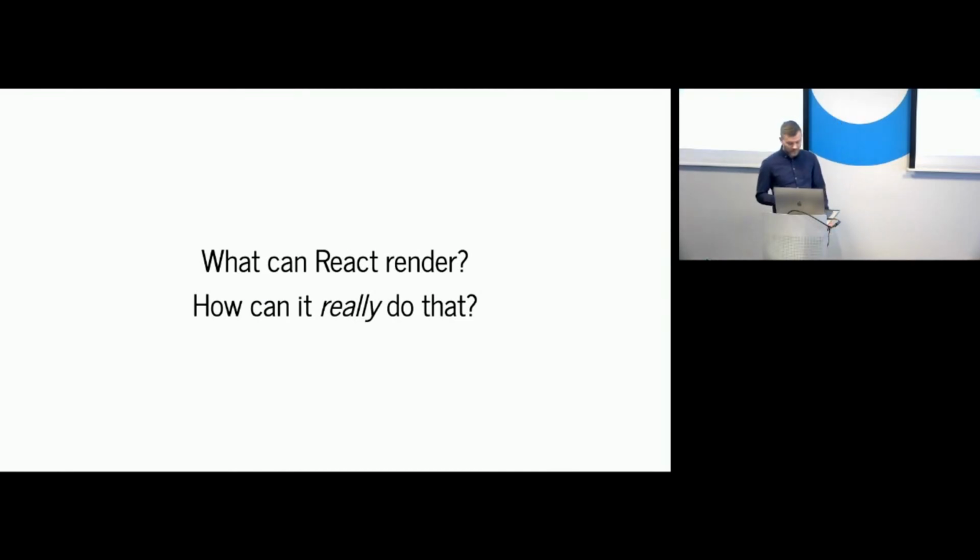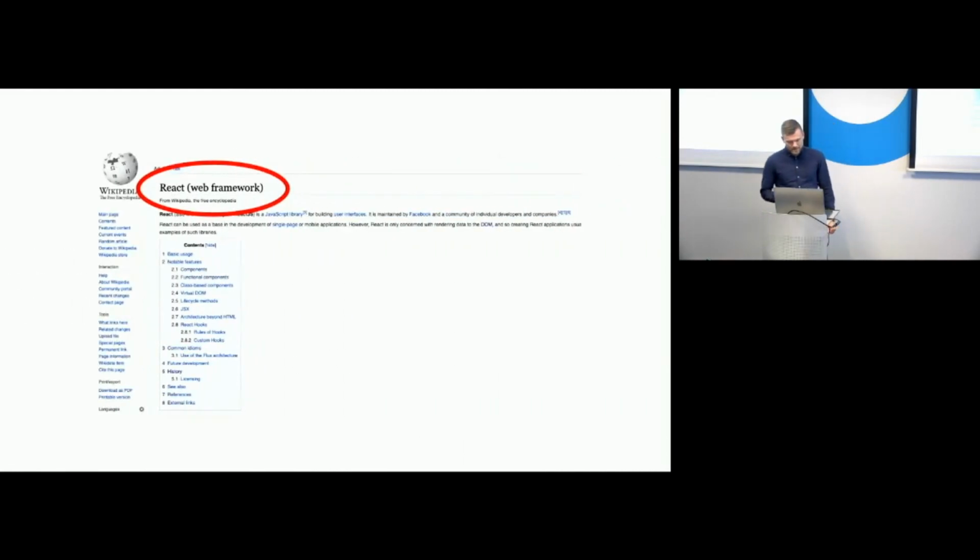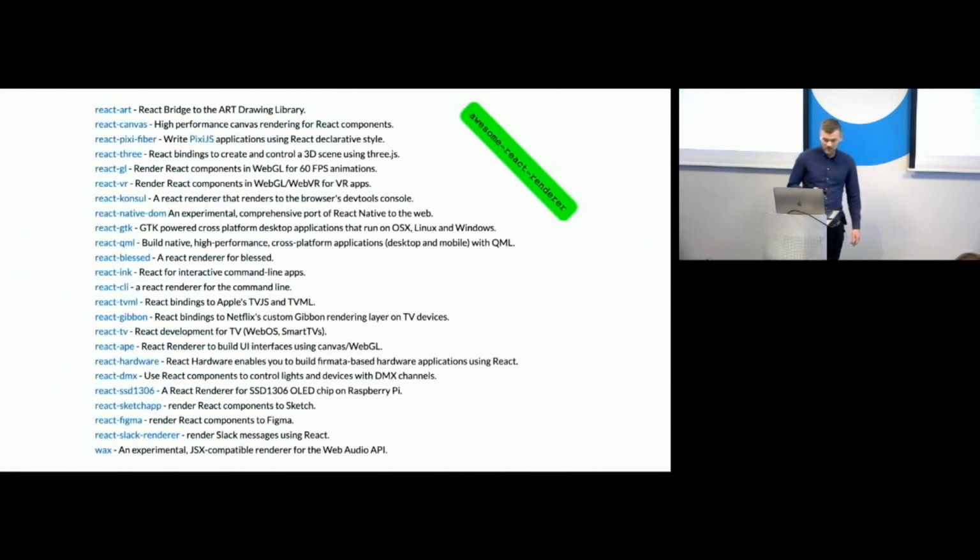What can React render, and how can it really do that? According to Wikipedia, React is a JavaScript web framework built by Facebook in 2011. But it's actually not a framework. And it's actually not just for the web. I hope you can see this. Because React has recently been known to be able to render to more than just a DOM.